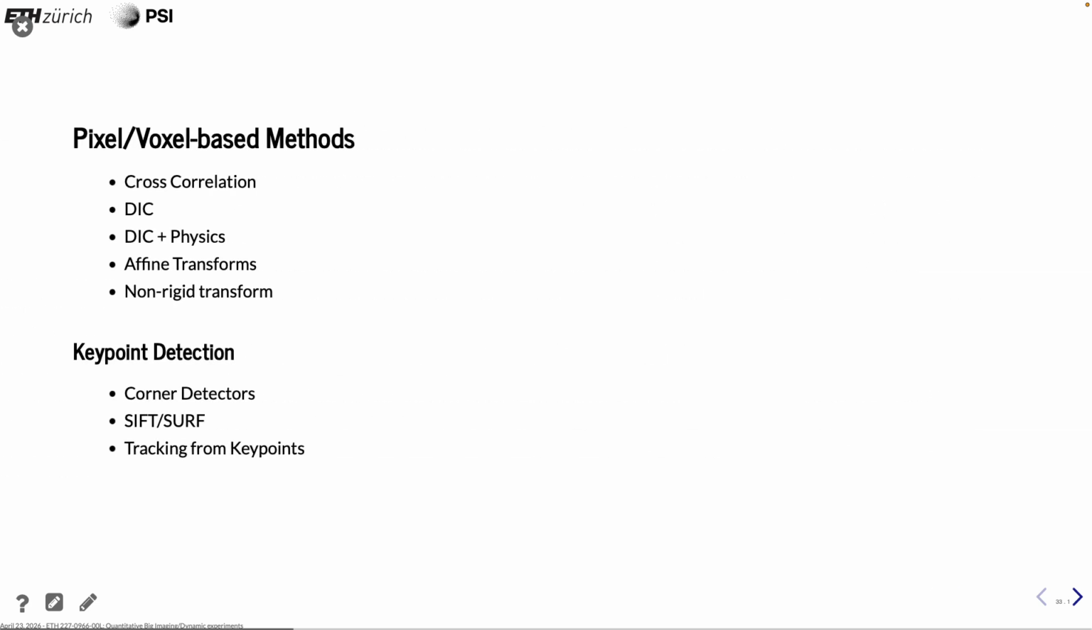And now comes a lot of different techniques that are used for the time series analysis. So we have some cross-correlation, we have digital image correlation. We can even do image correlation with physics combined. We can do transformations, geometric transformations, affine or non-rigid. And also what we would need to have is some kind of detection of features in the images that allows us to do some alignment in time. And these are the key points.